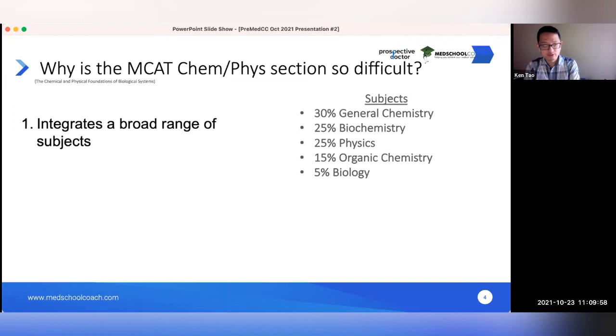And there's other ways that this can be done in more difficult ways. I'll tell you, for example, perhaps the highest yield topic in all of the Chem Phys section is acid-base chemistry. When most students think of acid-base chemistry, they think, oh, that's a general chemistry concept, right? Acids donate protons in solutions, bases accept protons in solution. But what you have to recognize is that acid-base chemistry crosses over with organic chemistry as well as biochemistry, right?